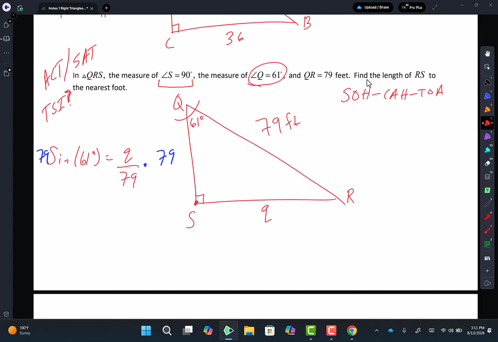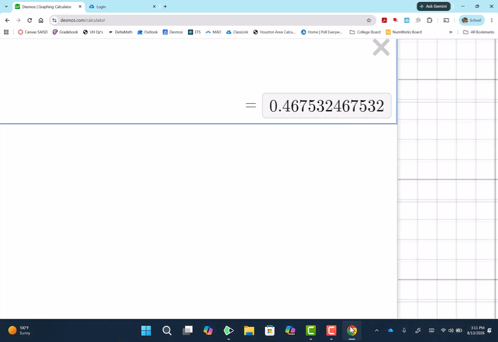I'm going back to my red. When you do that, you're going to have 79 sine 61 degrees is nothing more than little q. Oh, look, you got it. I got my little q by itself. Isn't that cool? I go to my Desmos or whatever system you're using.